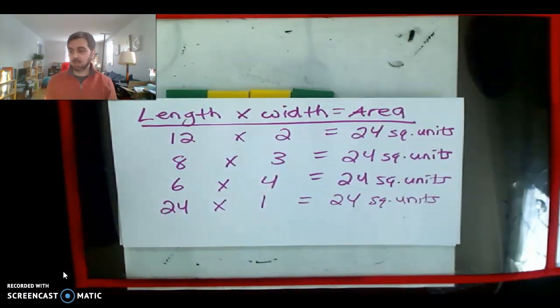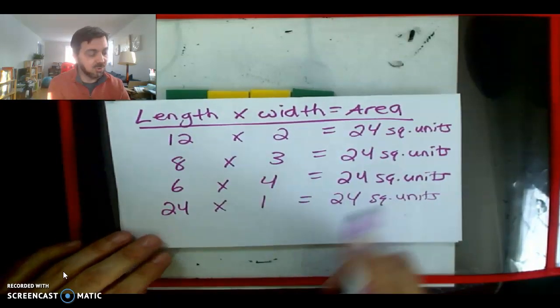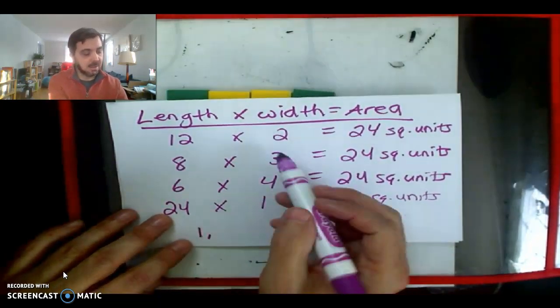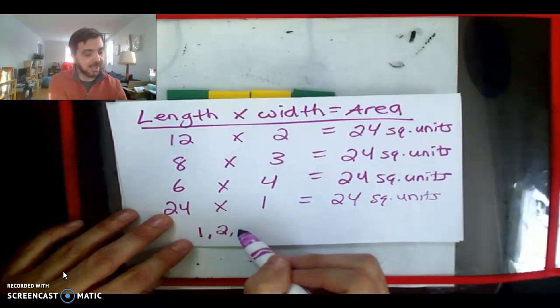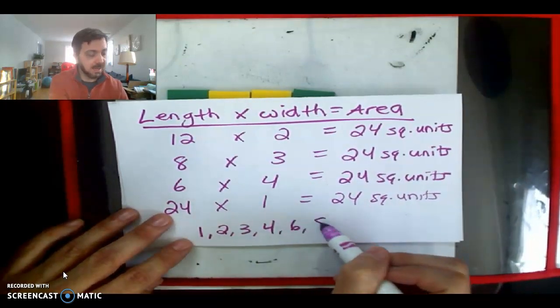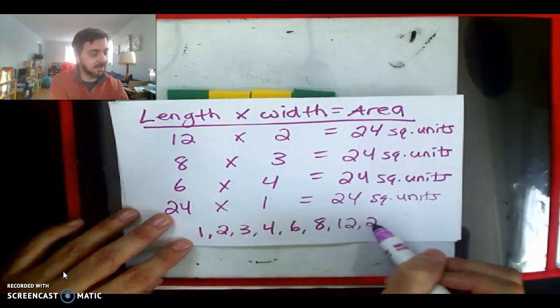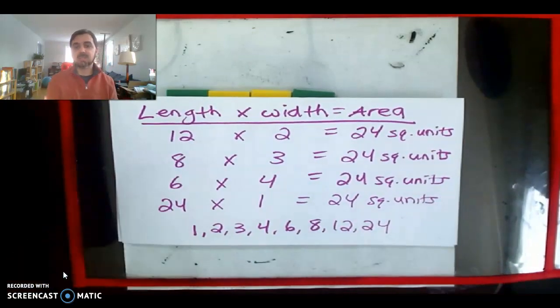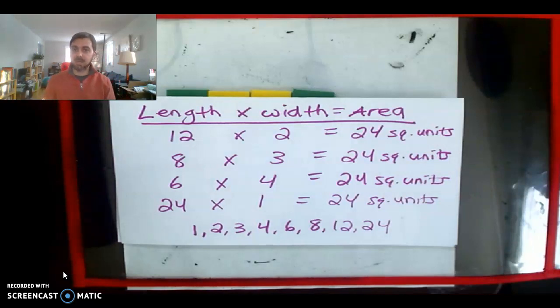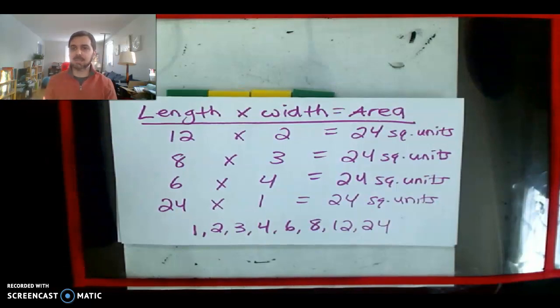So if I were to list all of the factors of 24 from smallest to largest, I would say 1 is a factor, 2 is a factor, 3 is a factor, 4 is a factor, 6, 8, 12, and 24. Those are all the factors of 24 because these are the numbers that when you multiply them together equal 24. So that's what factors mean. So let's wrap this up.